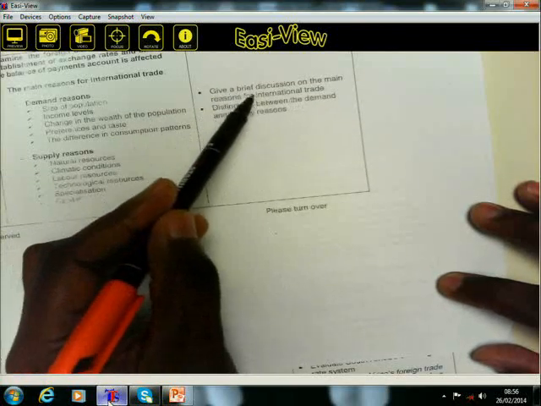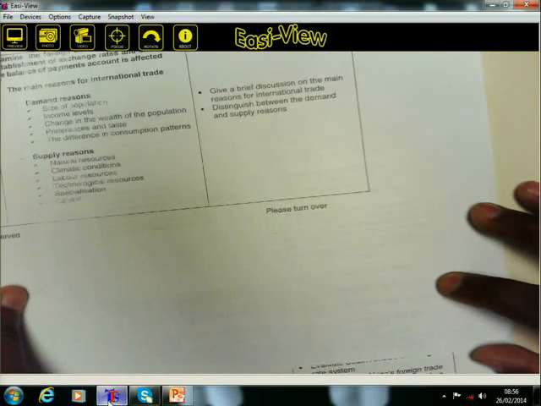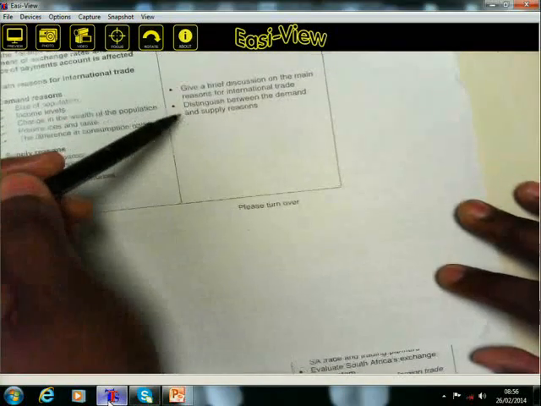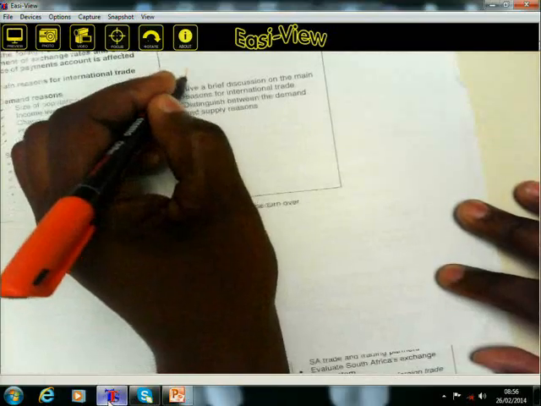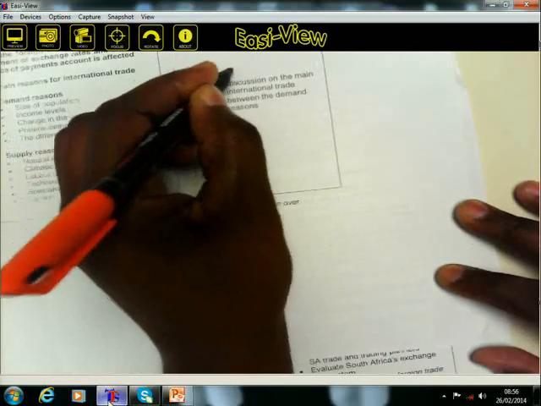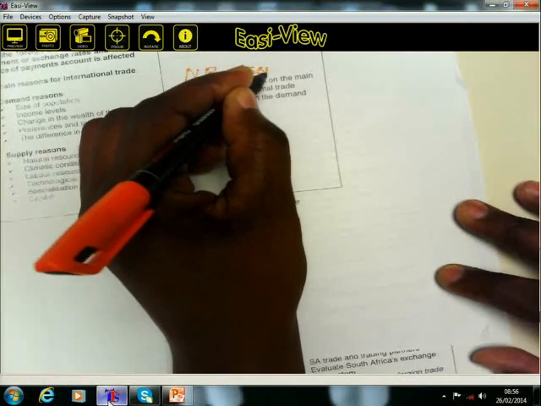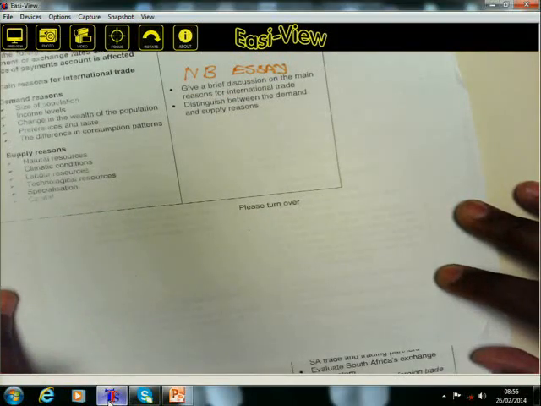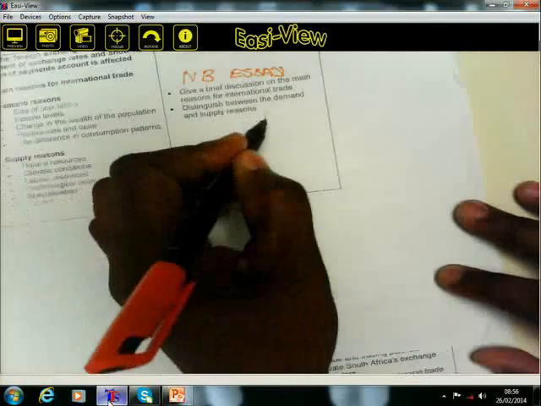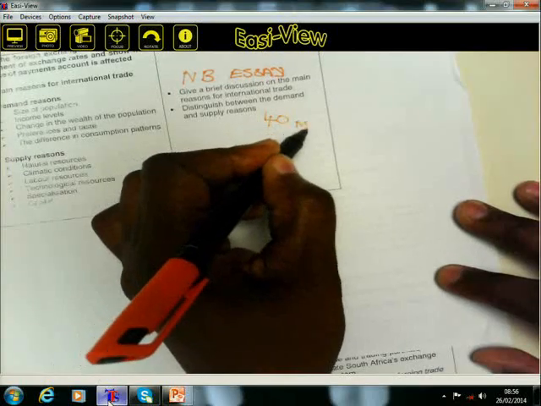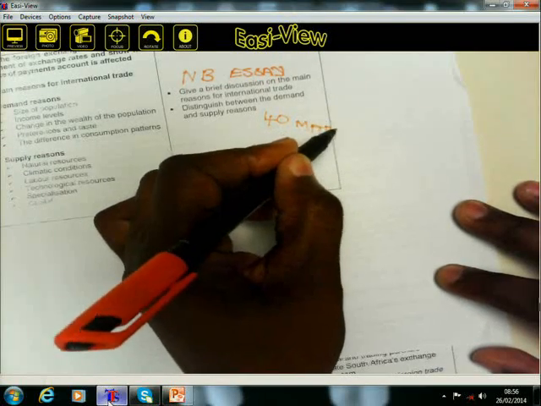We need to give a brief discussion on the main reasons for international trading. Obviously, this one tells us it is a possible essay for the exam. We need to prepare it for the junior exam, for the trial exam, even for the final examination. It's possible it can take up to 40 marks to discuss this essay. Therefore, good people, it's very important that we take note.